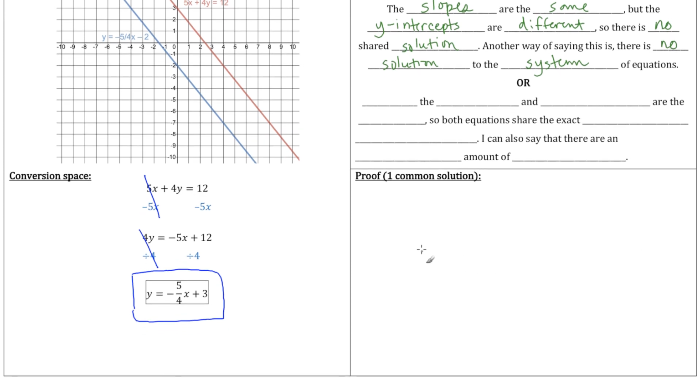So this would be no solution. And we'll put no common point.